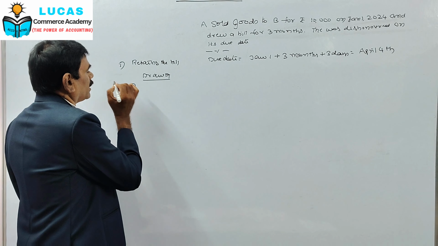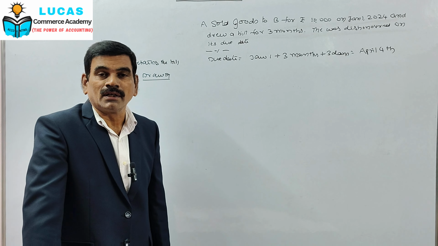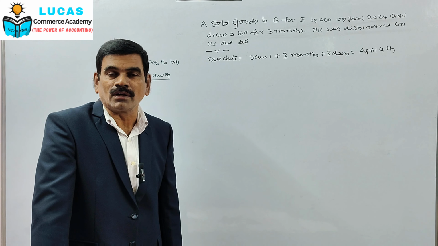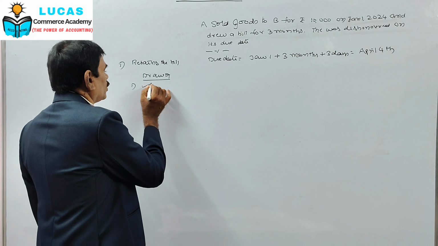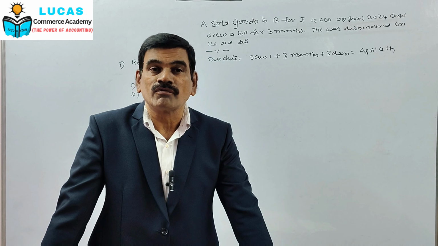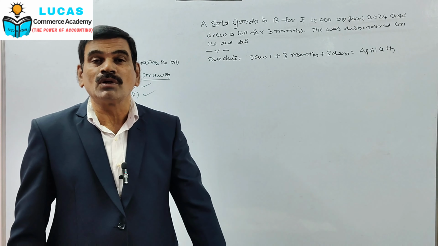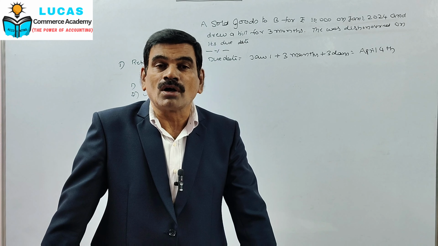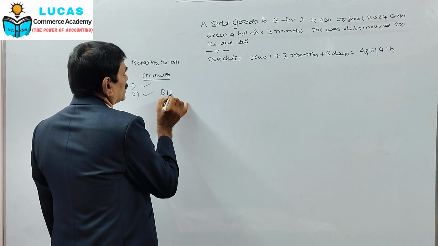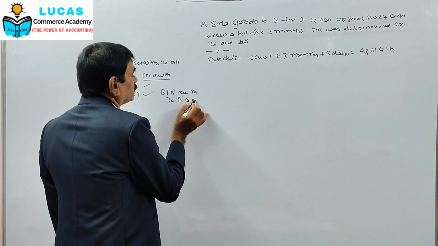What journal entries are to be passed in the books of drawer? The first journal entry is the usual entry, goods sold to B. B's account debit to sales account, or drawee account debit to sales account. Second, when bills receivable is received from the drawee, the journal entry is bills receivable account debit to drawee, that means to B's account.